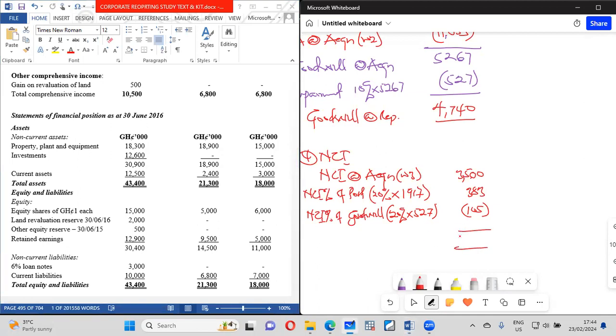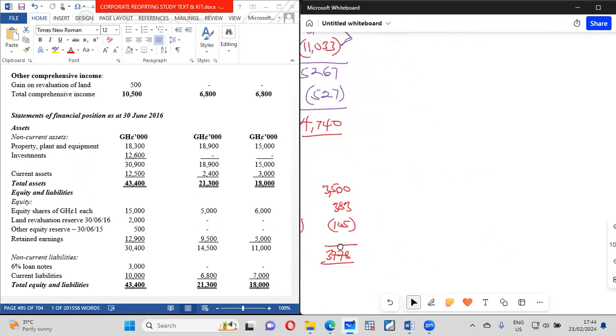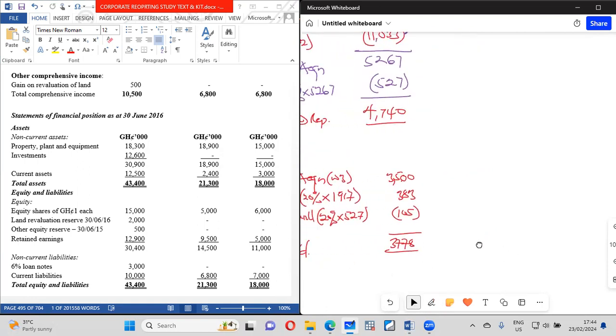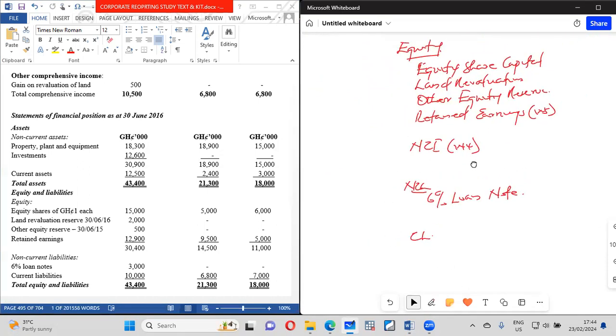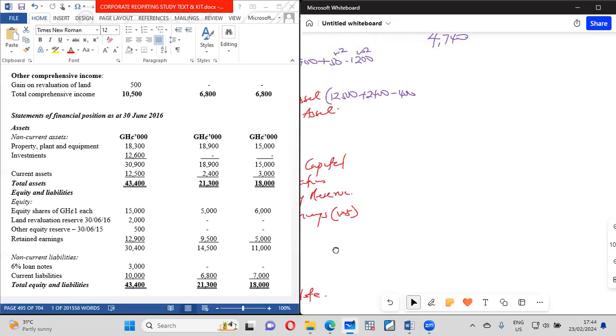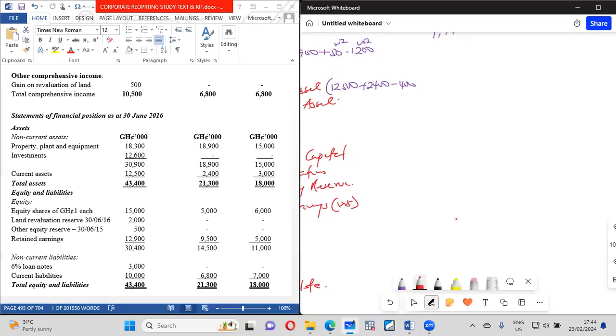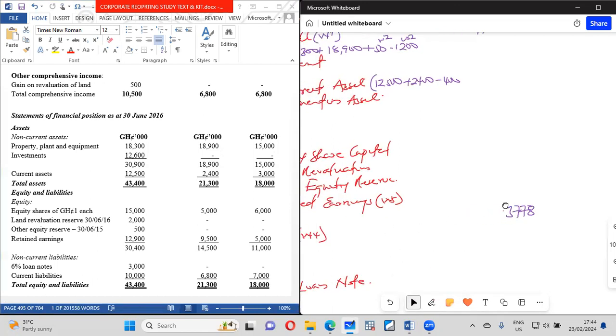So this one gives me 3778. So NCI carry down. So I can go straight to my NCI as well, 3778, and put it here. Workings 4, I already know it is 3778. All right, so basically that is that.